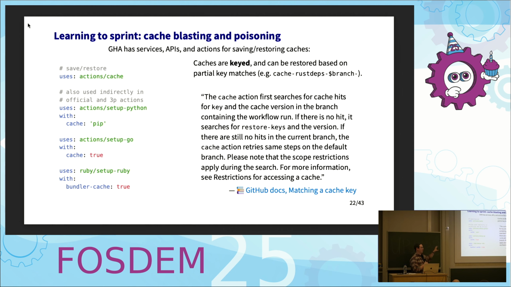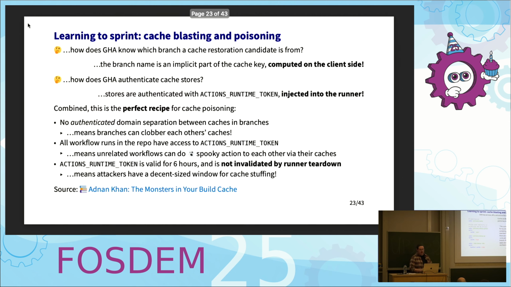So if you can poison that upstream cache, any downstream workflows that run will run with your poisoned cache. So here's the question: how does GitHub know which branch a cache restoration should come from? Well, the answer is the branch name is an implicit part of the cache key, and it's computed on the client side. How does GitHub Actions authenticate cache stores? Stores are authenticated with an Actions runtime token, which is injected into the runner, separate from the GitHub token. Combined, this is the perfect recipe for cache poisoning.